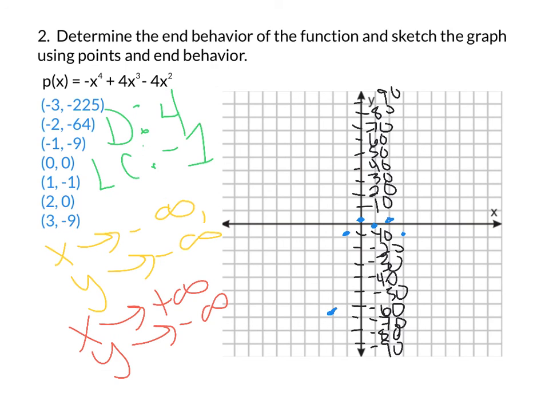Now, my end behavior said that my arrows are pointing down, so I can connect those points and go down, and connect the rest of my points and draw my arrows going down as well. At this point, we have sketched a rough graph of what this function looks like. Please take a moment to pause this video and finish recording the example.